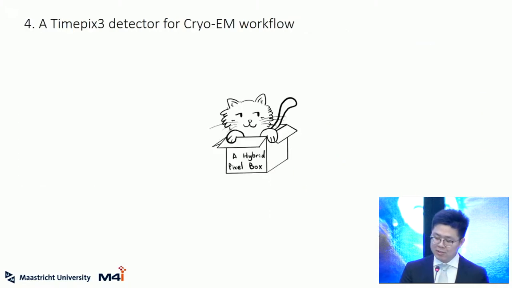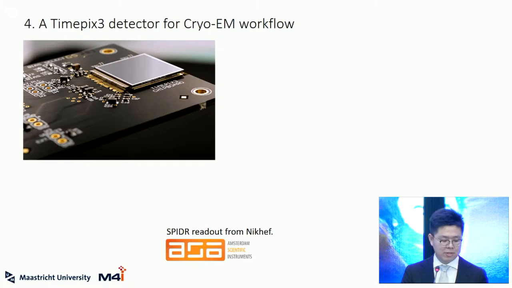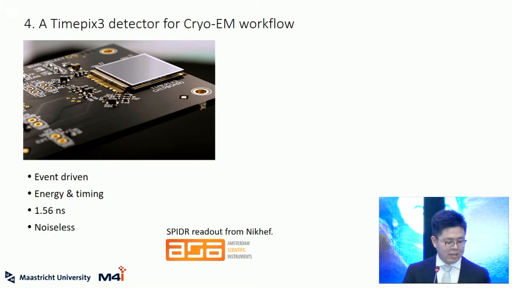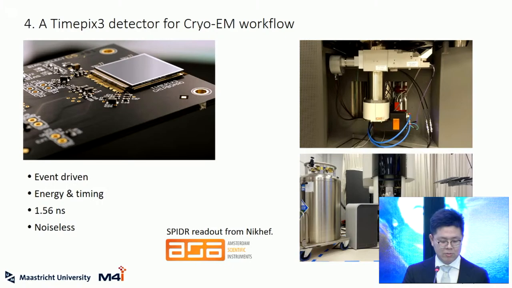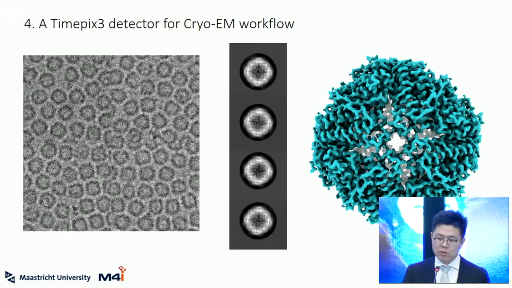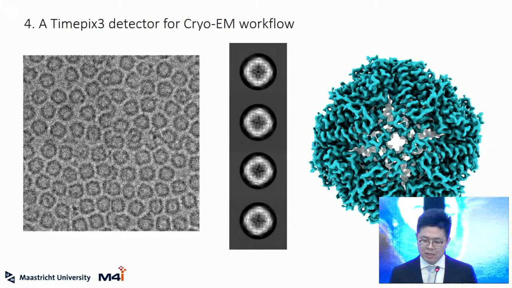We also worked on the detector. The detector was a very important contributor to the resolution revolution in 2013. But here we work on a hybrid pixel detector, Timepix3. The Timepix3 is a real event-driven detector. It has simultaneous output of energy and time information of each individual event at a resolution of 1.56 nanoseconds, and it has noiseless readout. We integrated such a detector to our 200 kV Arctica in Maastricht and performed single particle analysis. We could obtain a good resolution of the ferritin, which means it's a good detector for low-dose imaging. So we anticipate that integrating such a detector into the cryo-EM workflow could expand the application of cryo-EM because it allows both low-dose imaging and diffraction experiments.